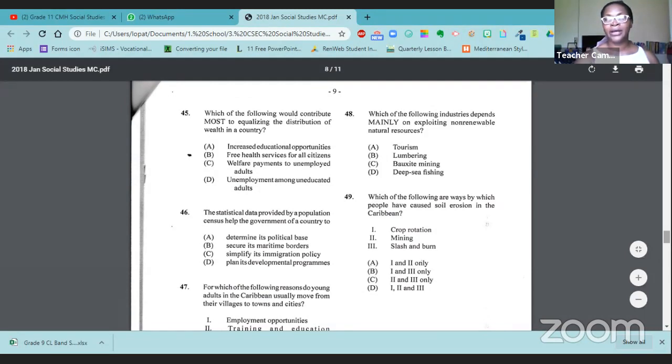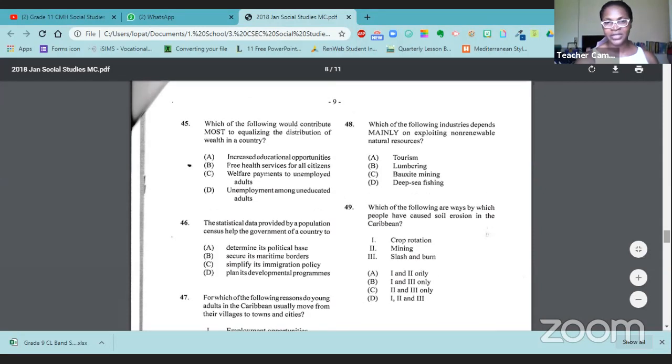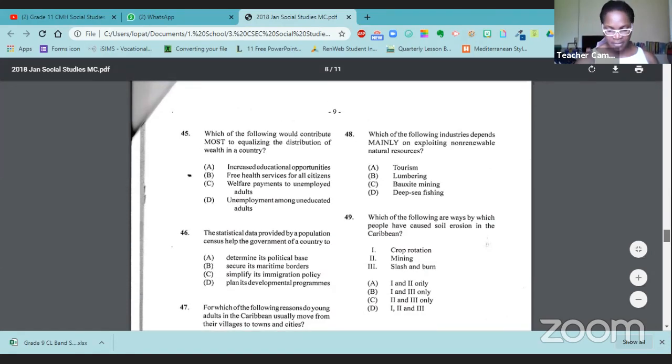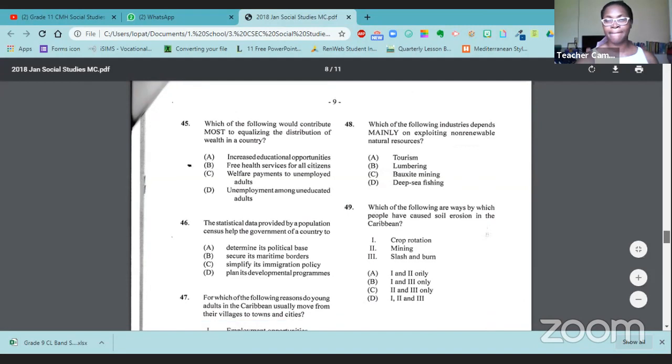Which of the following industries depends mainly on exploiting non-renewable natural resources? And again, this is C, we've seen it already. Which of the following are ways by which people have caused soil erosion in the Caribbean? And we have this already, and it would be mining and slash and burn, which would be C.